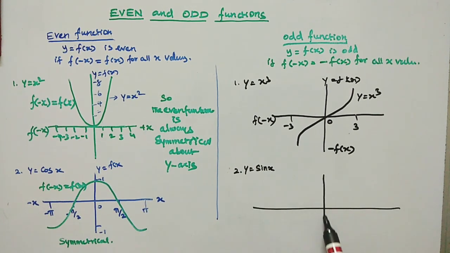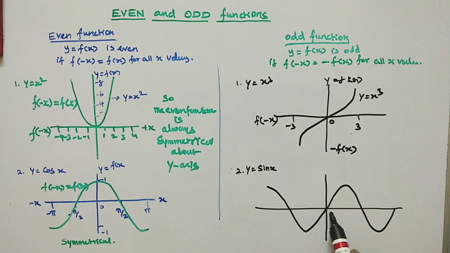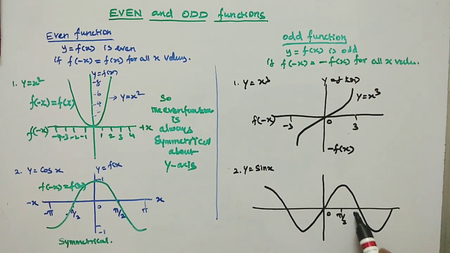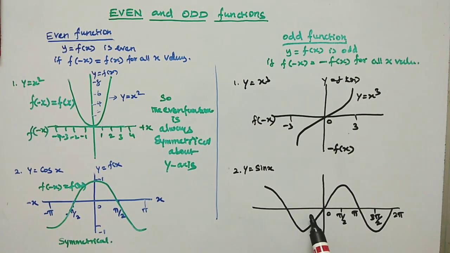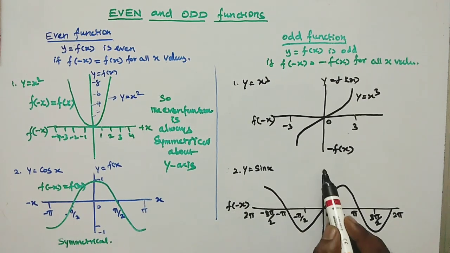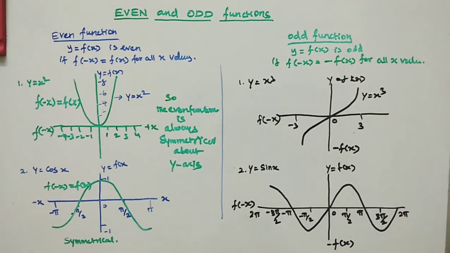Now we can draw another diagram, y equal to sin x. This is the x axis, this is the y axis. For my convenience, I draw a wave at first and then put the readings here. The readings are 0, this is pi by 2, pi, here 3 pi by 2, and 2 pi. Similarly, here is minus pi by 2, minus pi, minus 3 pi by 2, and minus 2 pi. This is f of minus x. Here y equal to f of x, this is minus f of x.